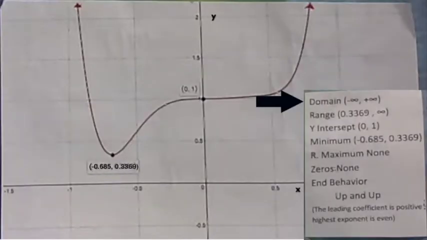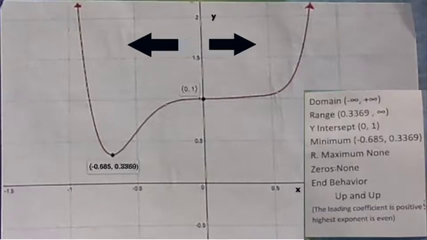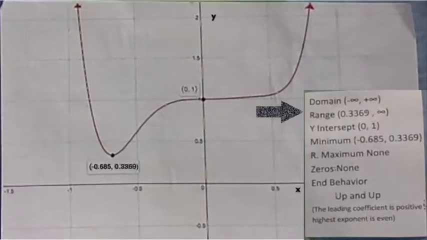The domain of a function is how far it goes from the negative x to the positive x. The domain for my function is negative infinity to positive infinity because it spreads apart infinitely. The range of a function is from its lowest point to its highest point, and mine is 0.3369 to infinity.